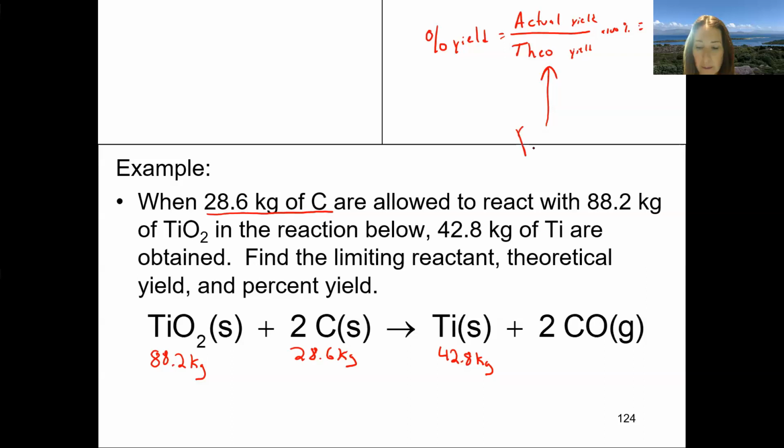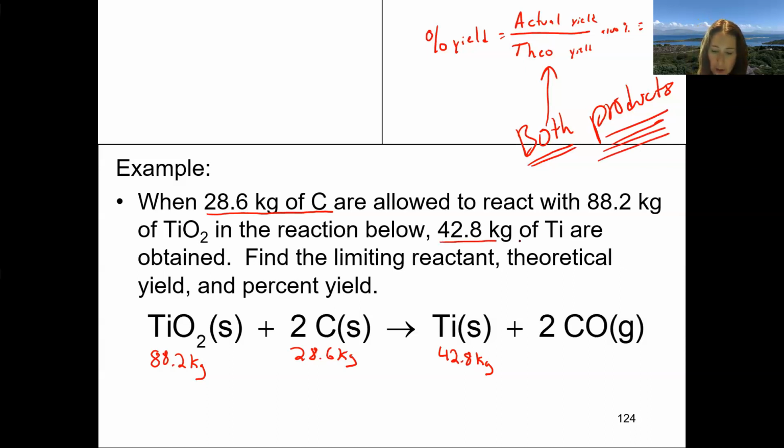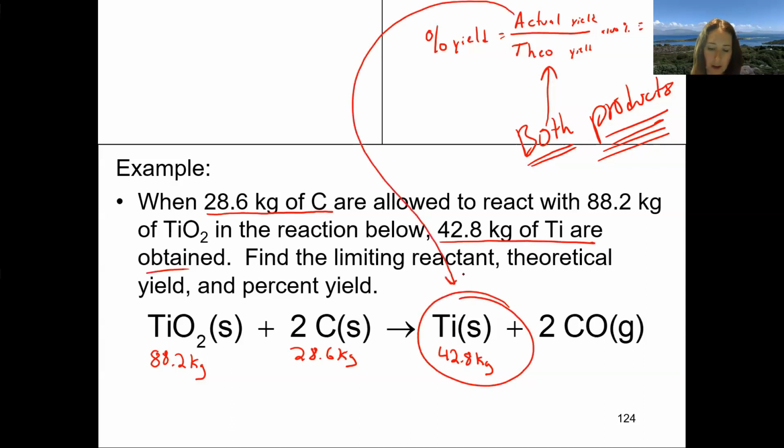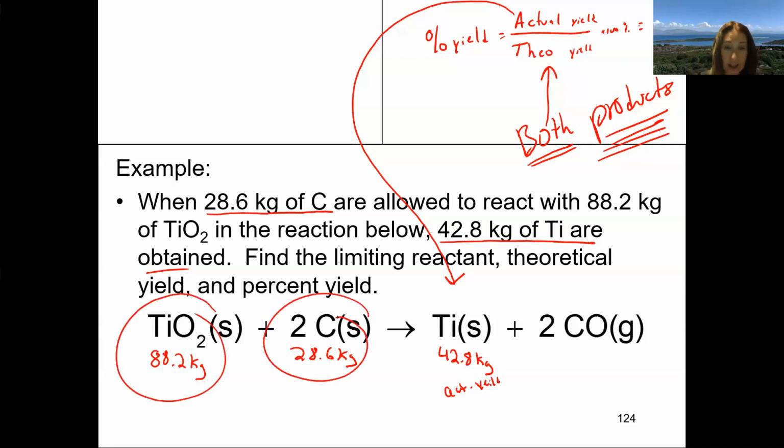So these are both products. A lot of times I see people put a reactant in here. No, it's the yield. These have to be products, right? And so when we look at this, it says that 42.8 are obtained. That must be our actual yield. Because that means when we actually mixed this and this, and we put it in a container and we let it react, we made 42.8 kilograms, right? By the way, your actual yield is pretty much always given to you unless you're in lab.